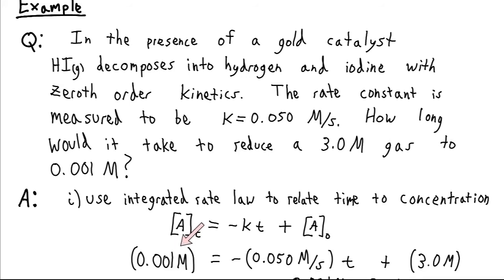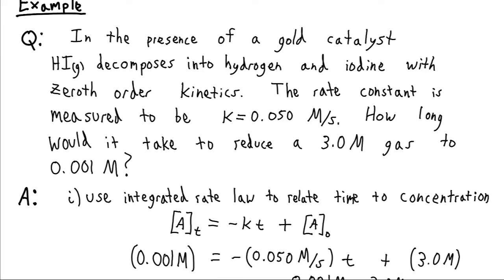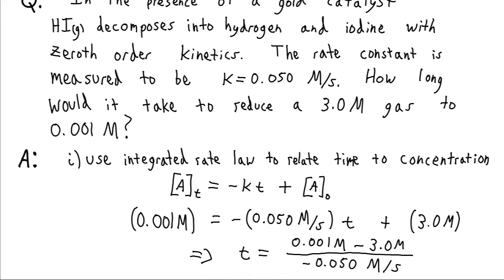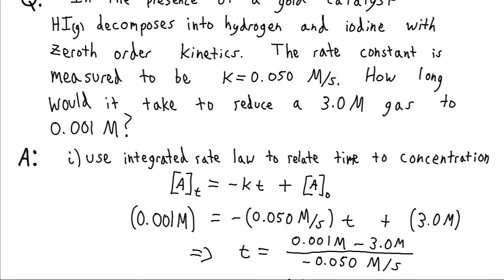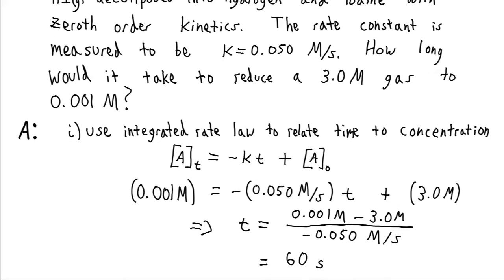So here is my final concentration. Here is my initial concentration. And then here is my rate constant. I need to solve for t. So I'll go ahead and subtract this 3 molar from both sides and divide by this negative 0.050 molars per second. And that gets t by itself. And the answer comes out to 60 seconds.